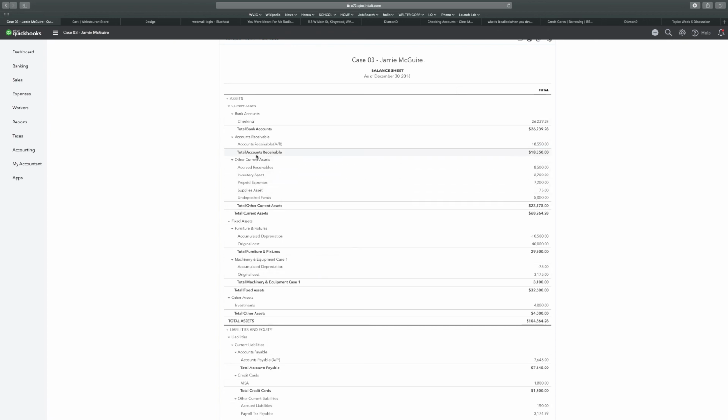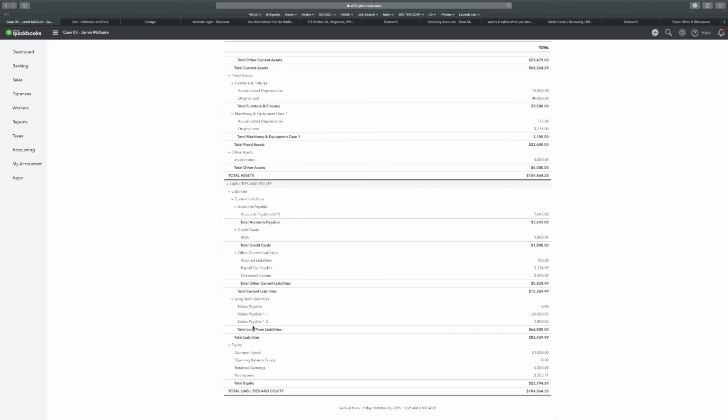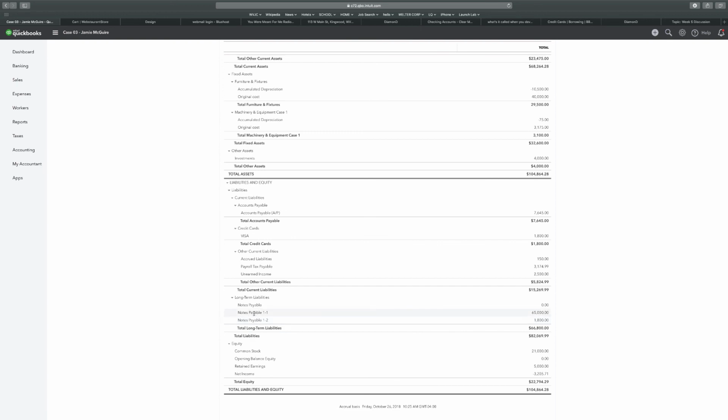Supplies asset, notice all these, none of these say 2 to them. This one says case 1, so I knew that that was for case 1. But none of these other things say case 2. These are all notes payable, 1-1, 1-2. These are the secondary notes payable for case 1. All these indicate that these are all case 1 transactions.